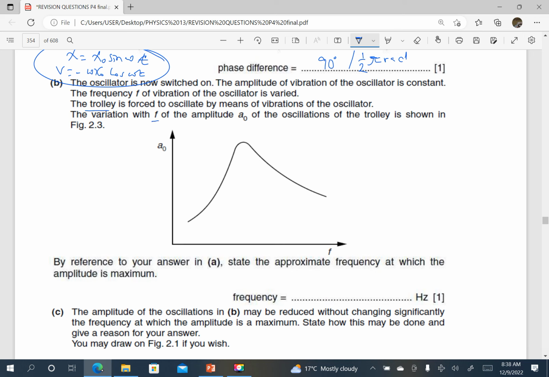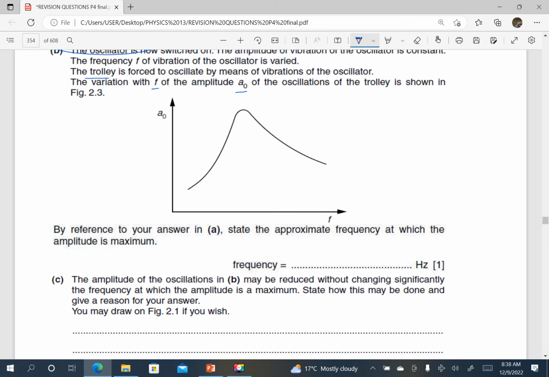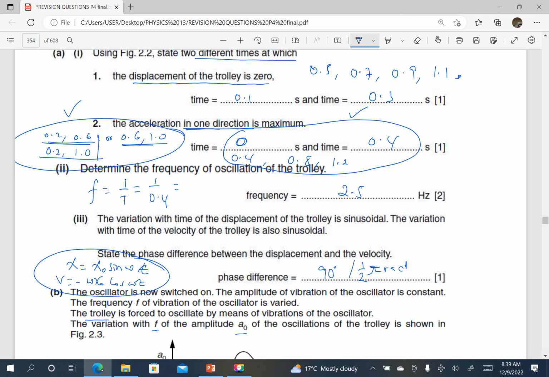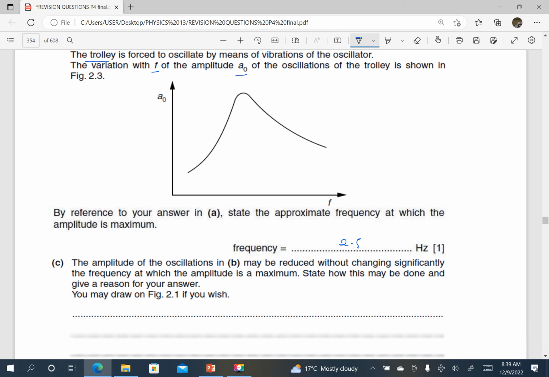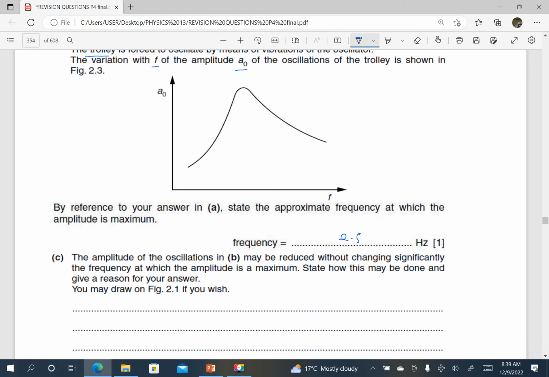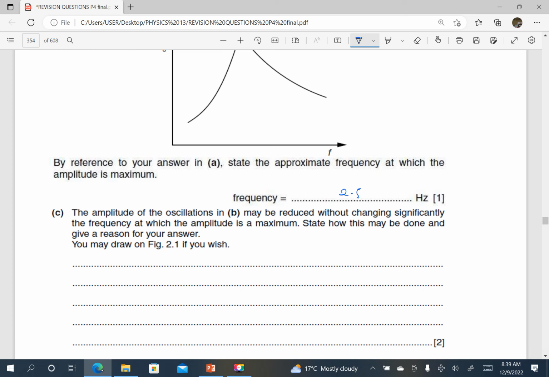The variation with f of the amplitude A0 of the oscillations of the trolley is shown here. So this is the resonant curve. By reference to your answer in A, state the approximate frequency at which the amplitude is maximum. Of course, that is going to be automatically 2.5, because remember, amplitude is maximum when the natural frequency equals the driving frequency. So this is the natural frequency when there is no oscillator. So when the frequency of the oscillator arrives at 2.5, the trolley absorbs maximum energy and vibrates with the maximum amplitude. So the frequency at maximum amplitude must be 2.5.